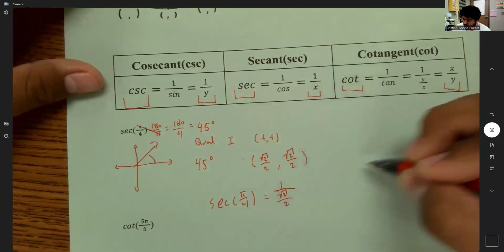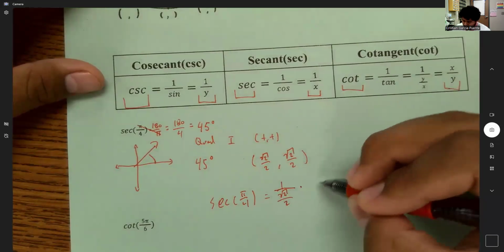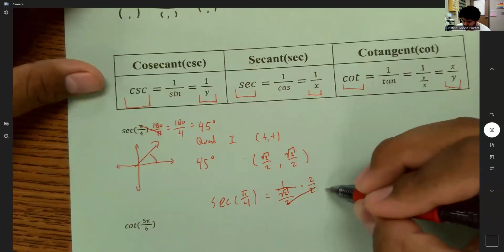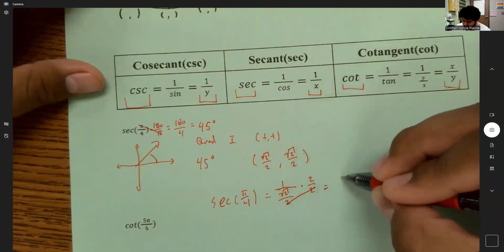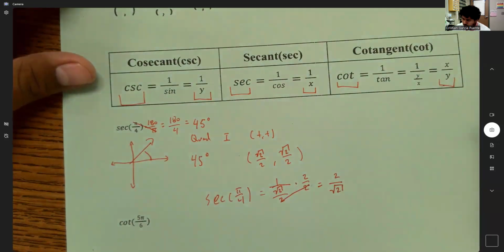Now, we want to clean this up, but the way that we do it is we're first going to get rid of the bottom 2. The way we do that is just multiply both the top and the bottom by 2. So the bottom 2s are going to cancel. On top, you have 1 times 2, which is just 2. And then what's left on the bottom is root 2.